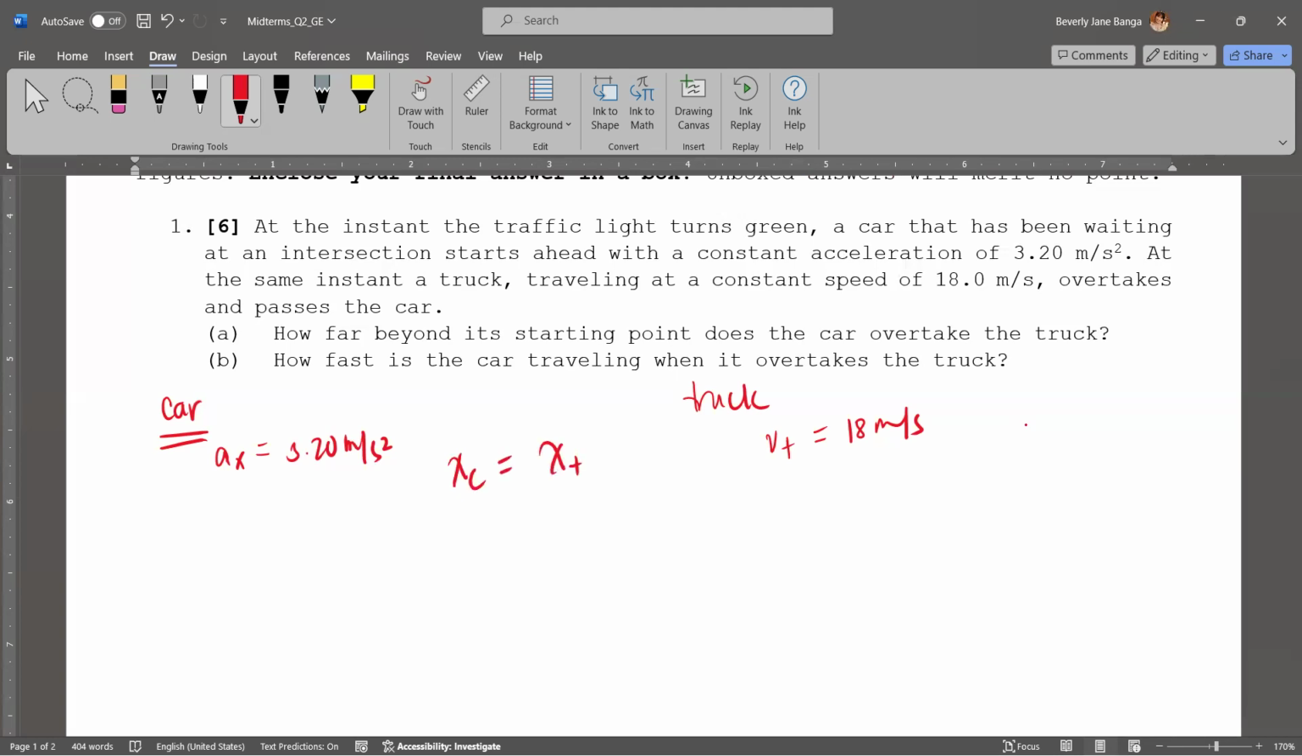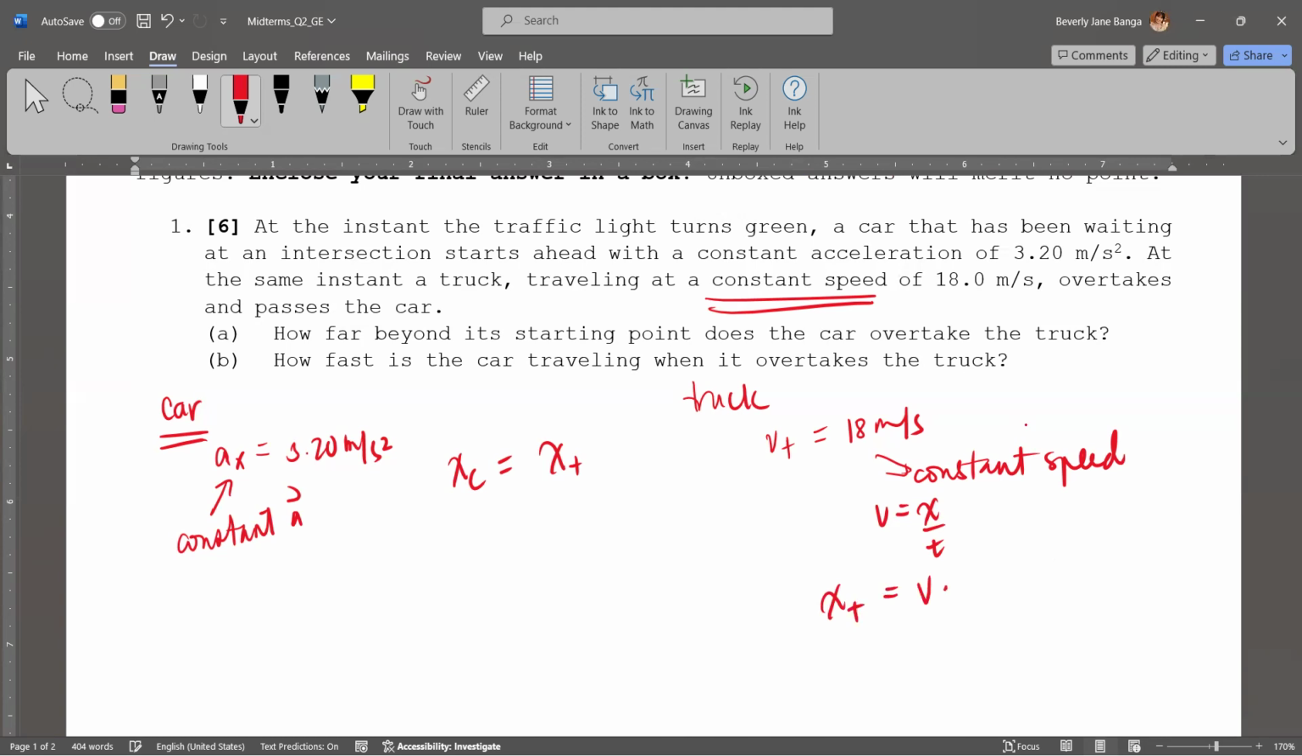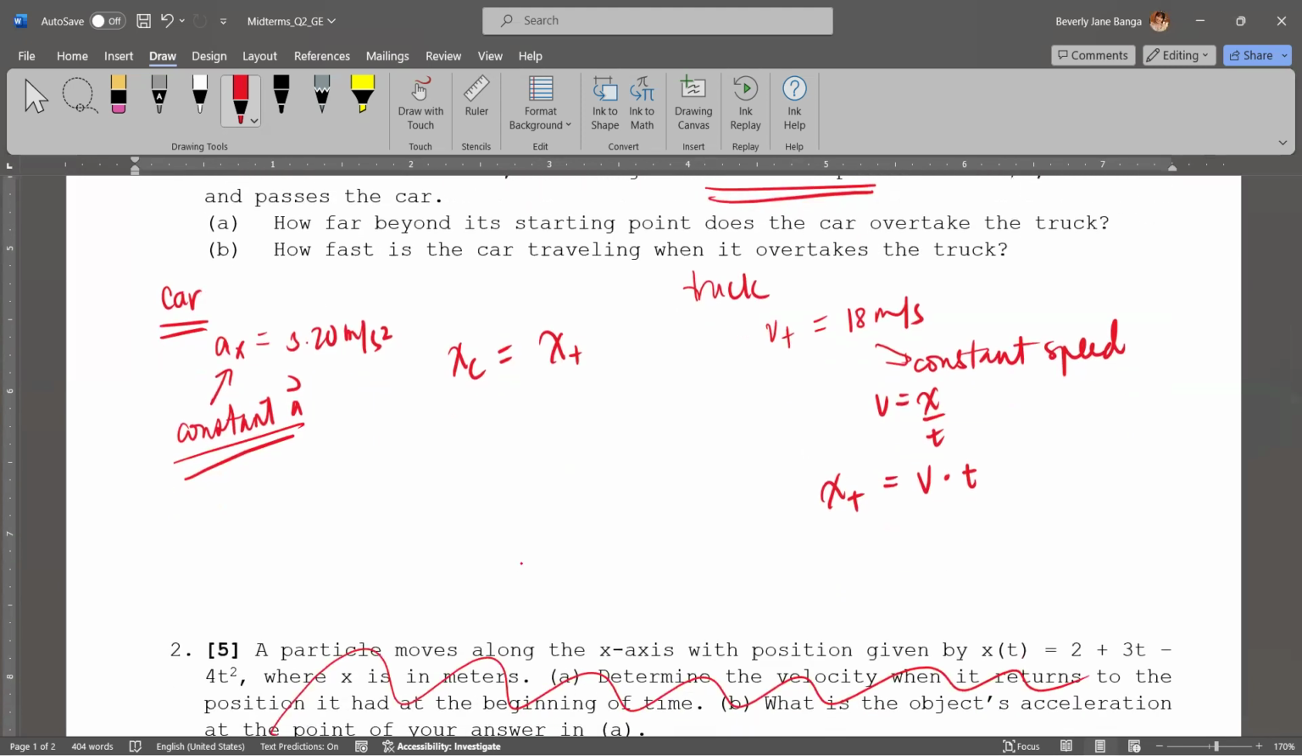We need to keep in mind that our car has acceleration, so this is a constant acceleration scenario. Our truck has constant speed only, so this is a constant speed scenario. When the speed is constant, we simply use v is x over t, which means x of truck is simply v times t. For constant acceleration, since we want to get x, x of car is x naught plus Vox t plus 1/2 ax t squared.